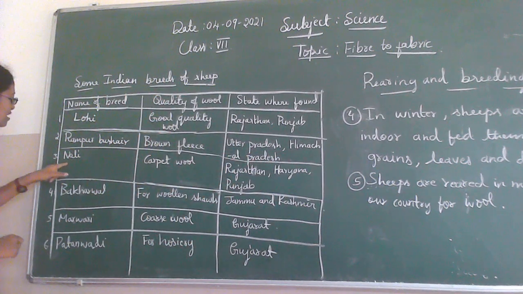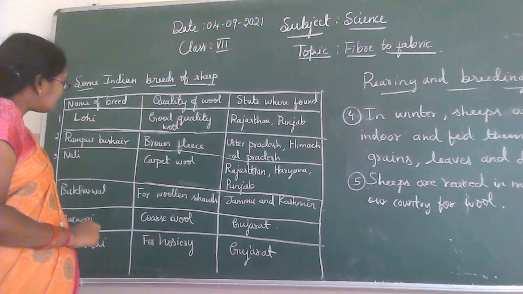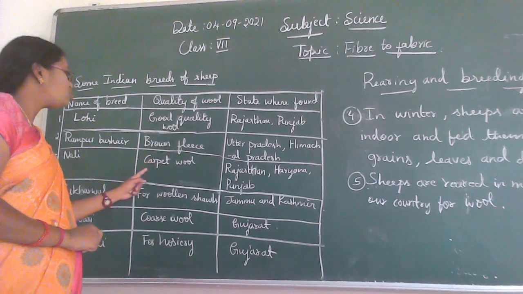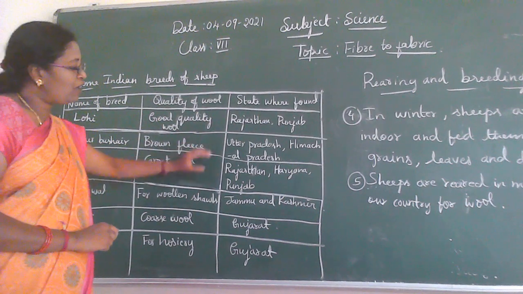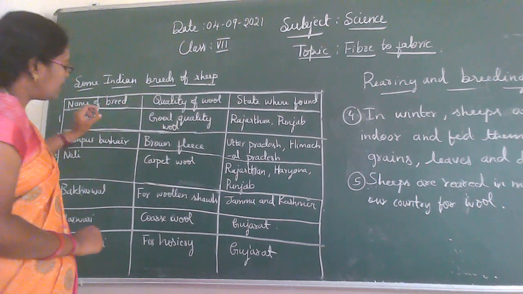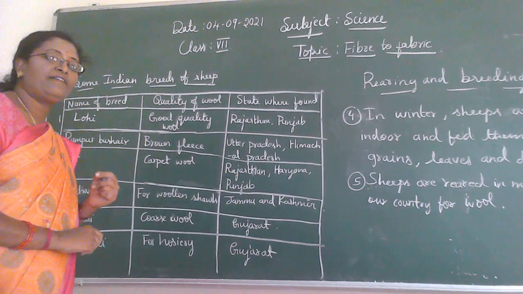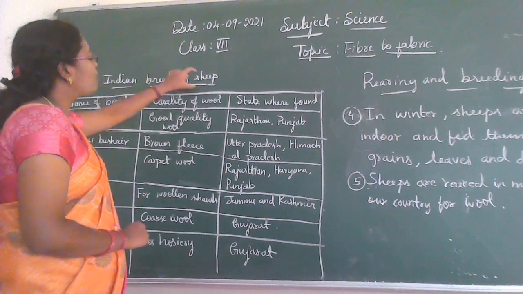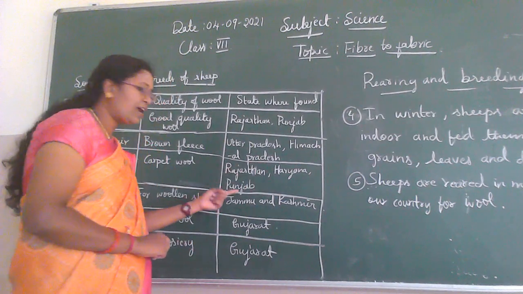So next one is Nali. What is the quality of this breed? That is carpet wool. This wool is used to make carpets. Then in which state of our country is this Nali breed of sheep raised? In Rajasthan, Haryana and Punjab. So Nali is a breed of sheep found in Rajasthan, Haryana and Punjab.